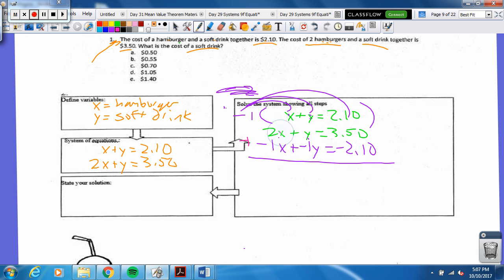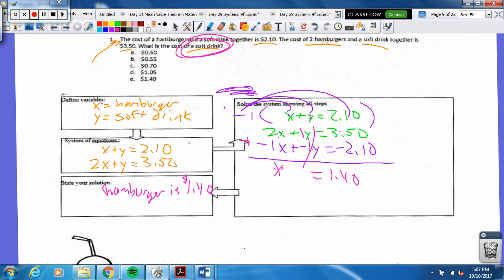2x minus 1x is just x. 1y plus -1y is 0y. Goodbye. I can eliminate a variable. I love when I can do that. And 350 minus 210 is $1.40. There you go. So $1.40. So your hamburger, I know hamburger is X right there. That's why I write that down. Hamburger is $1.40. There you go.